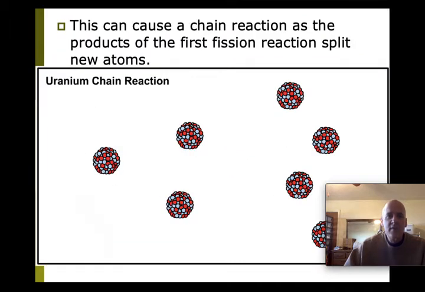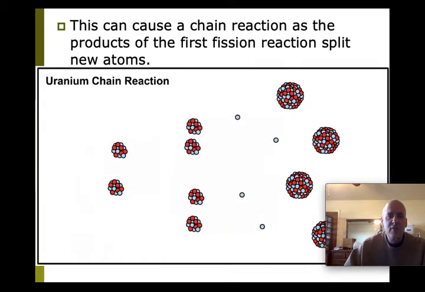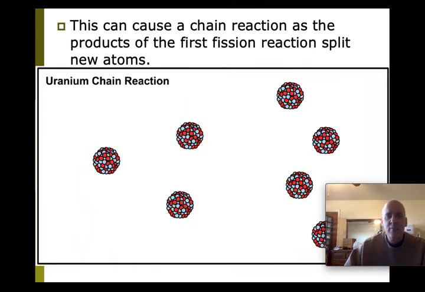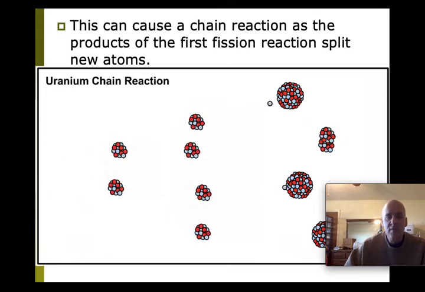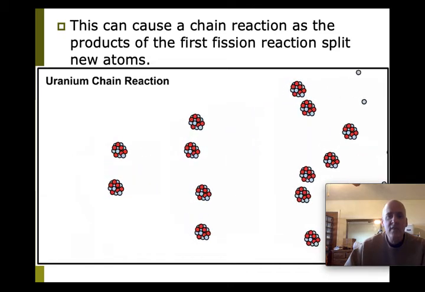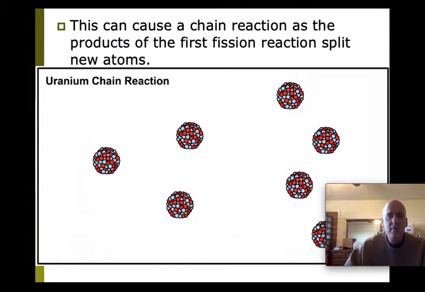So what happens in nuclear fission is you have a chain reaction. You break one atomic nucleus, and the particles that are produced there can break new nuclei. So you have a chain reaction going. And you can see that here in the animation.